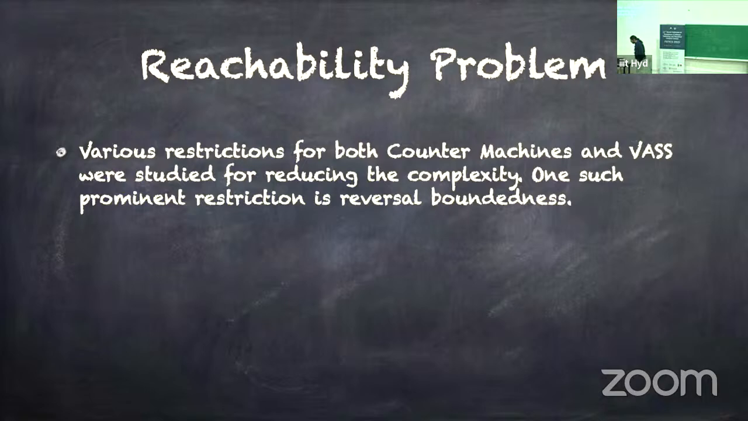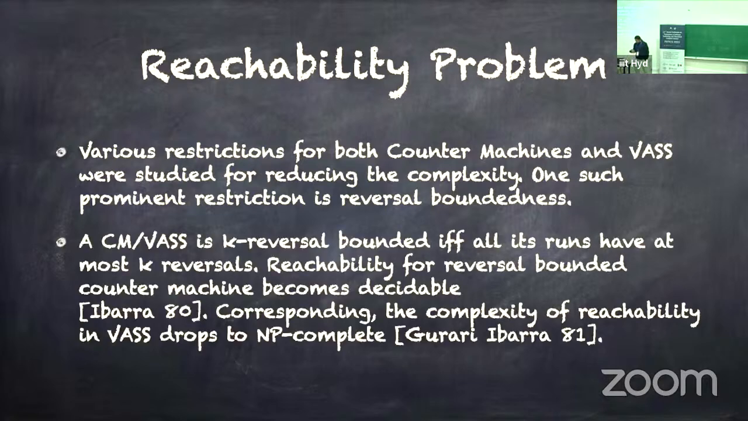So one of the prominent restrictions was reversal bounded, studied by Ibarra in the 80s. A counter machine or a VAS is called reversal bounded if and only if all its runs are k reversal bounded, or it has at most k reversals. And reachability for reversal bounded counter machines becomes decidable, and correspondingly the complexity of reachability for VAS drops to NP complete.